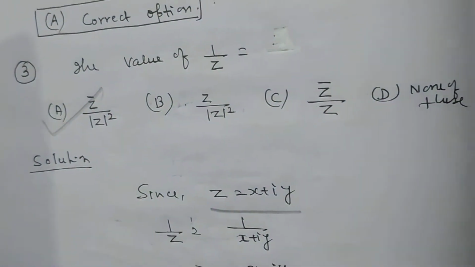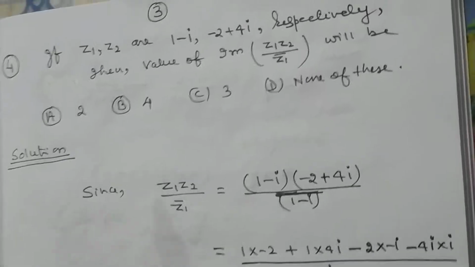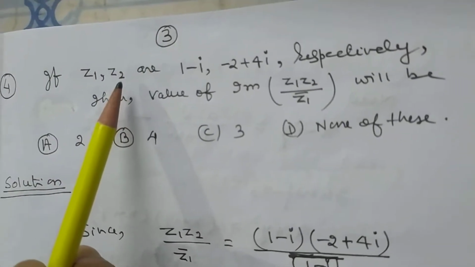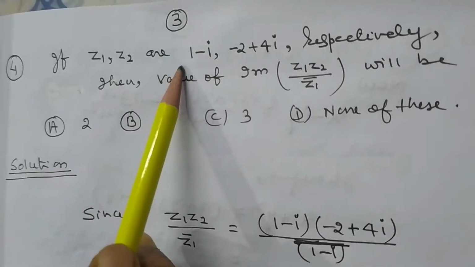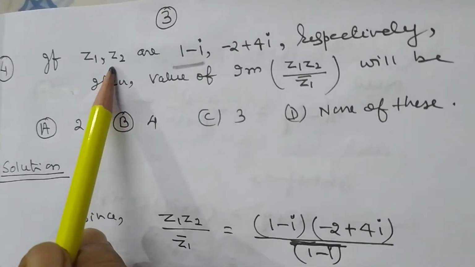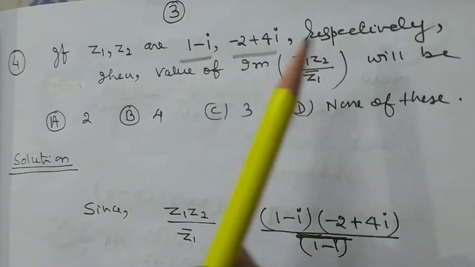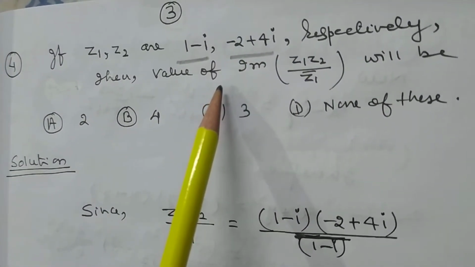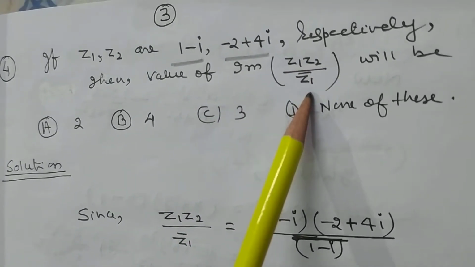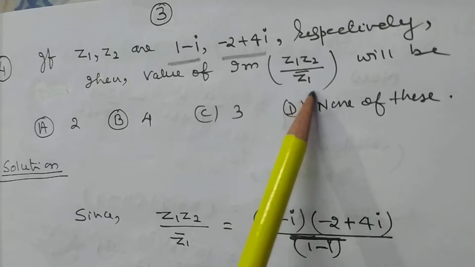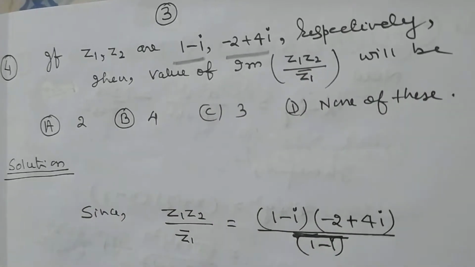A is the correct option. So my dear student, in this way now I want to solve problem number 4. If z1 and z2 are, the value of z1 is equal to 1 minus i, value of z2 is equal to minus 2 plus 4i respectively, then the value of imaginary part of z1 z2 divided by z1 bar will be 2, 4, 3, none of these.